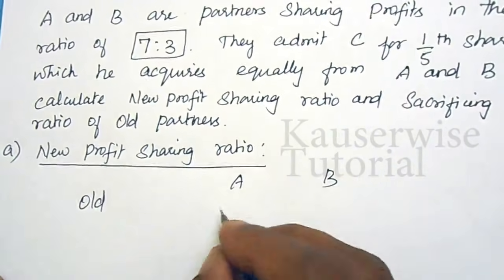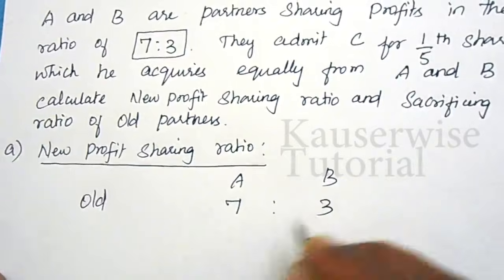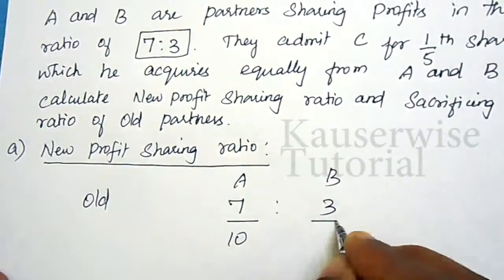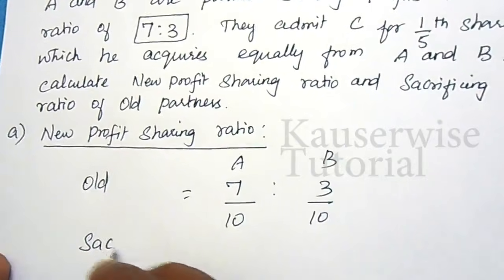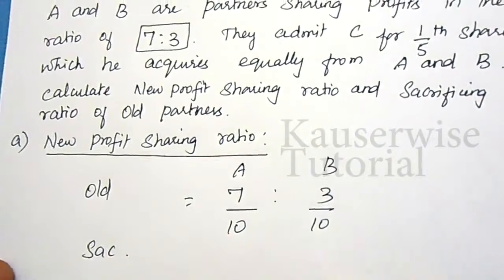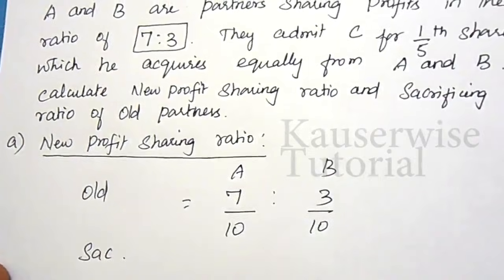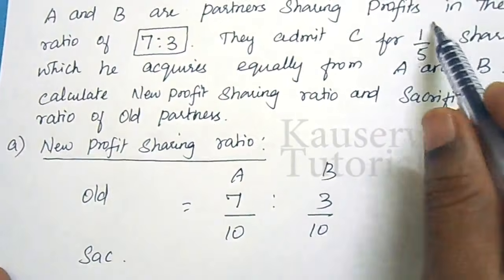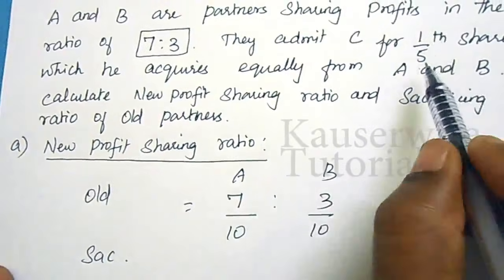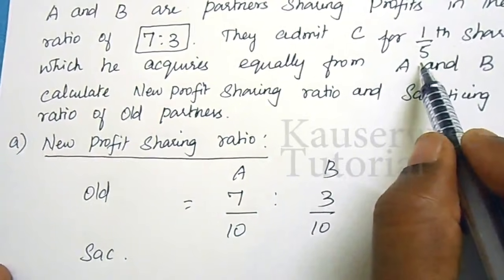A and B. Old share is 7:3. That is 7 by 10 and 3 by 10. Okay, so how much did they sacrifice? Equally. So equally means 1/5 share. New partner share is 1/5. So in that 1/5, both the partners equally sacrificed.